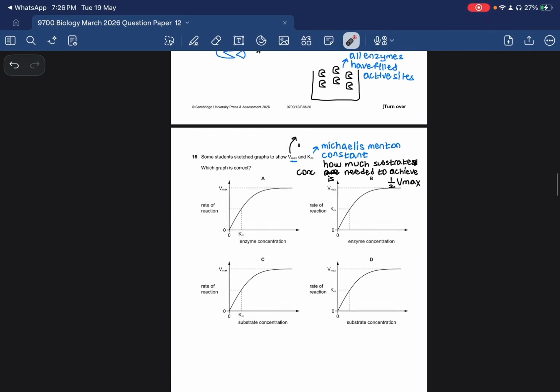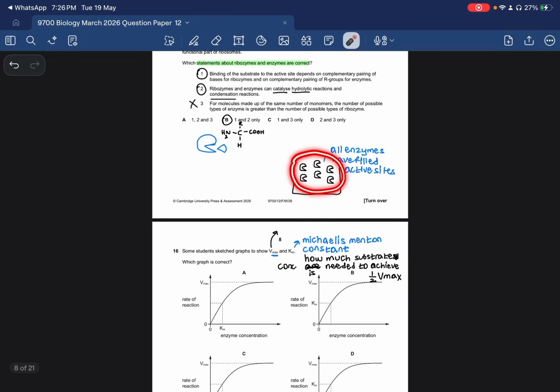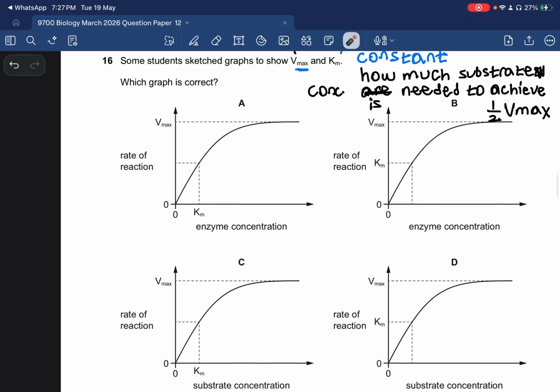What's half Vmax? Well, you have the Vmax, right? You have that reaction rate that cannot be exceeded any further. That's the maximum rate of reaction, the Vmax. Just divide that by 2, half Vmax. How much substrate concentration do you need to get half Vmax? To get to that rate of reaction wherein half of the enzymes have filled active sites. So the rate of reaction is half of maximum, half Vmax. So Km is how much substrate is needed.